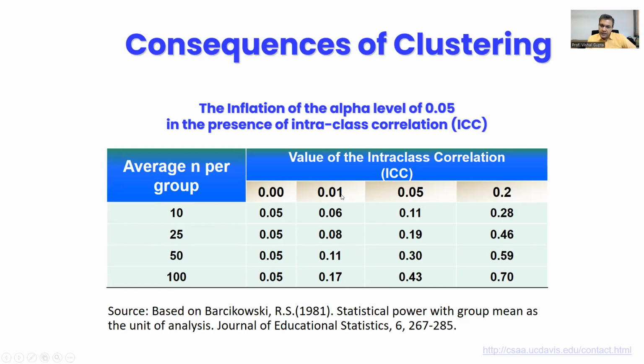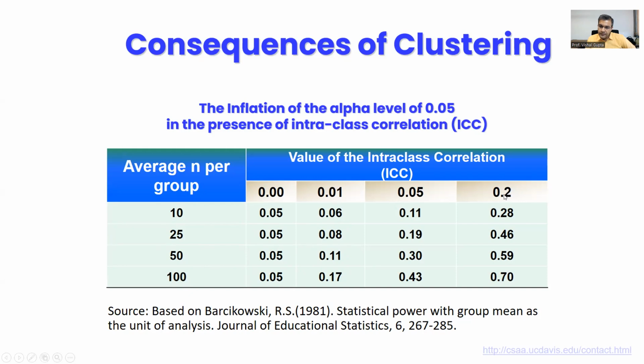If there is commonality of 1%, then you are not just testing at alpha of 0.05, you are testing at alpha of 0.06 if the average group size is 10. If the average group size is 25, you are not testing at 0.05, you are actually testing at 0.08. So look at the inflation of alpha. If the group size is 50, you are not testing at 0.05, actually you are testing at alpha of 0.11.